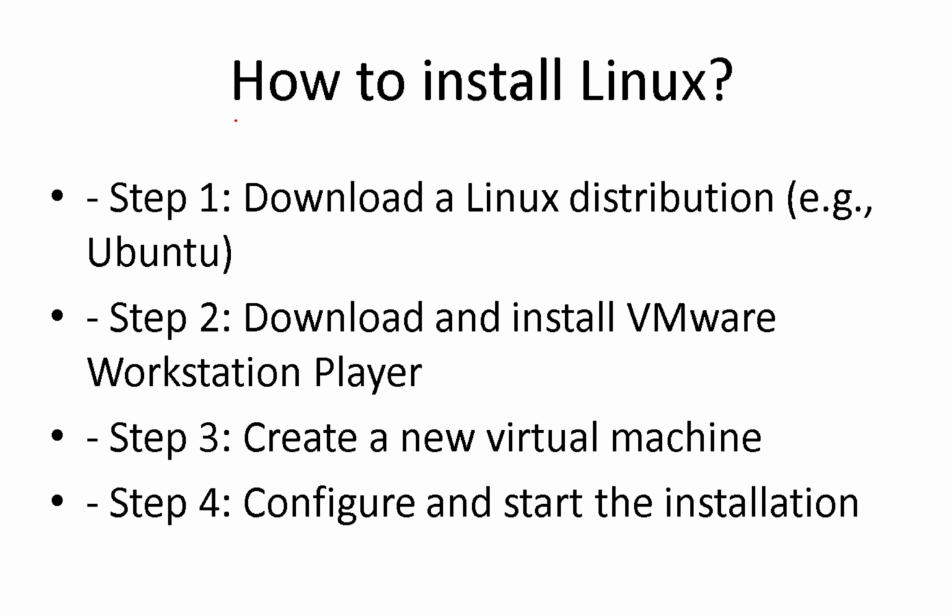How to install Linux? To install Linux, we will use a virtual machine with VMware Workstation Player. Here are the steps. Download a Linux distribution. I will use Ubuntu. Download and install VMware Workstation Player. This allows us to run Linux inside Windows. Create a new virtual machine. Configure it with enough RAM, CPU.